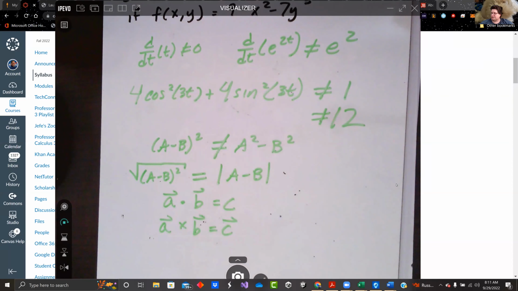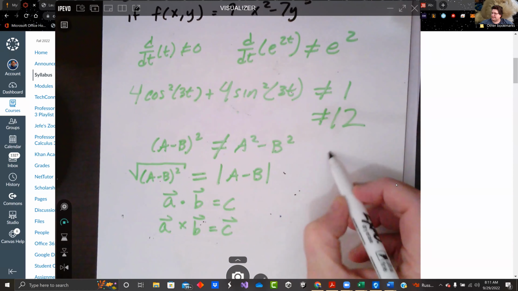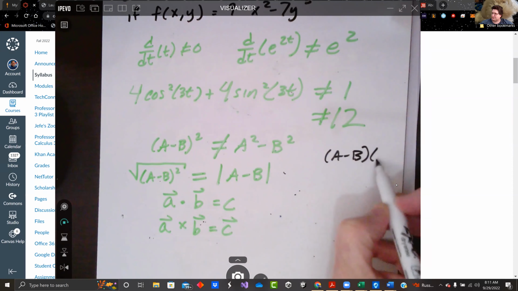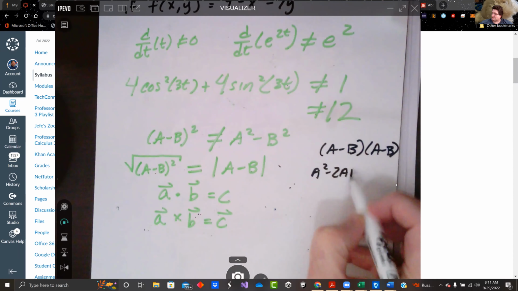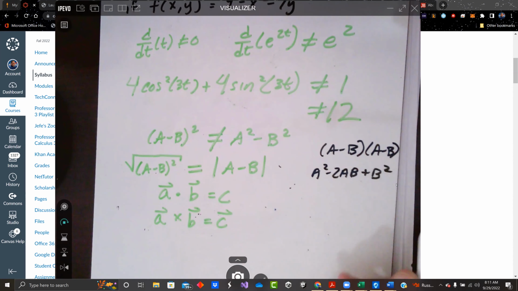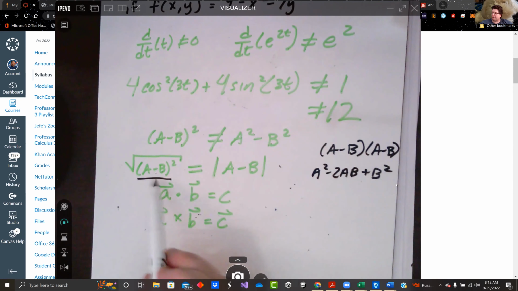Make sure when you're doing the square of a term, it doesn't equal a squared minus b squared. It does equal (a minus b) times (a minus b), and you have to FOIL it out. Some people were pretty good at FOILing it out, because they FOILed this out rather than just seeing that the square root and the square cancel. I saw some people FOILing this out when it was complicated to FOIL out, but they did. Just make sure you're not making some of those common mistakes.